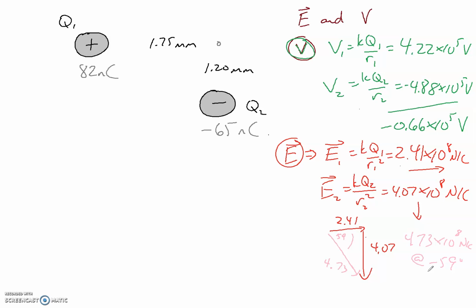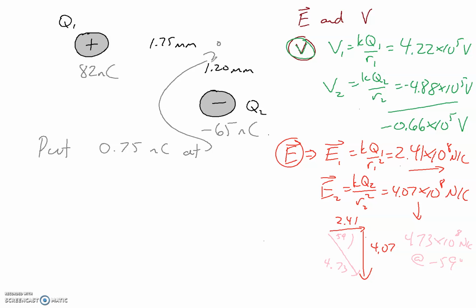Okay, but now what we can do is let's build on this. Let's put a little charge there. Okay, so let's put a little 0.75 nanocoulomb charge right there. And now that we put a charge there, we can calculate its potential energy. We can calculate the force on it.